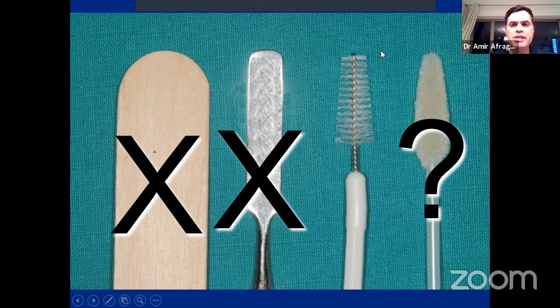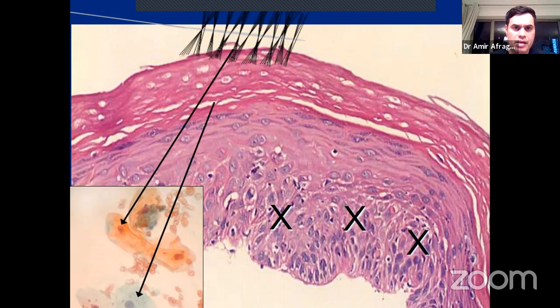A brush has been shown to be a very effective tool for collecting cells from the mucosal surface. However, if you look at the picture of the brush here, we have a picture of a white lesion. The lesion appears white because the surface shows a lot of hyperkeratosis. If you just brush very gently on the lesion, you will only collect your surface keratotic cells, and you will miss the problem cells that usually lie in the lower levels of the epithelium, that is the basal layer and the stratum spinosum, or the middle layer.